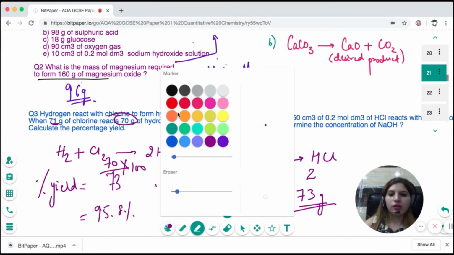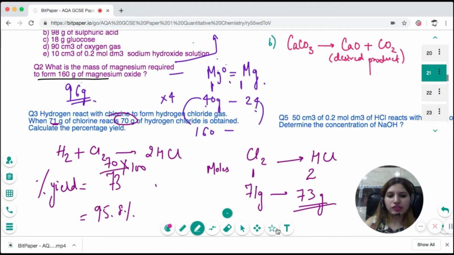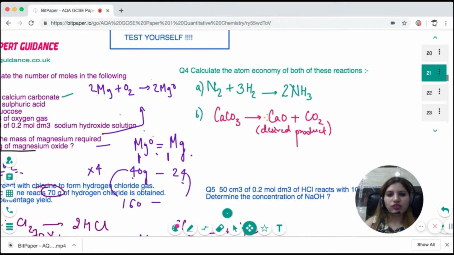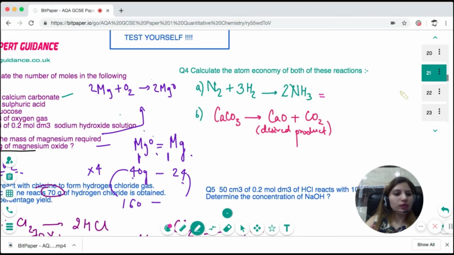Okay, so I hope the percentage yield is now clear to you. Now let's move on to the next question. Calculate the atom economy. The atom economy is the mass of the product over the mass of all the reactants. Now what is the mass of the product? It is ammonia, which is 2 moles. So that is 17 times 2, which is 34.